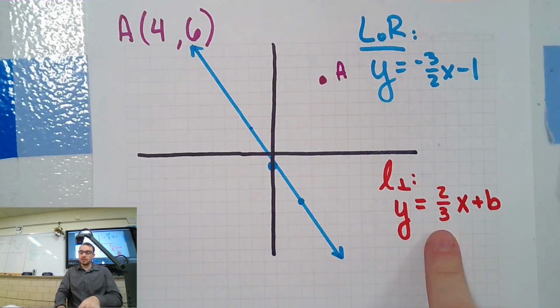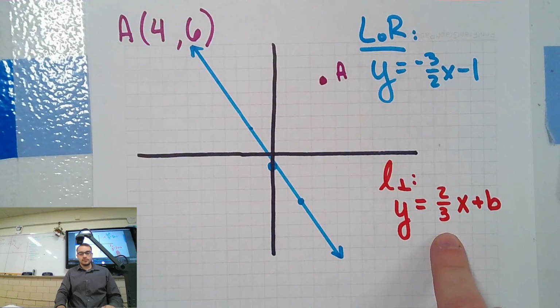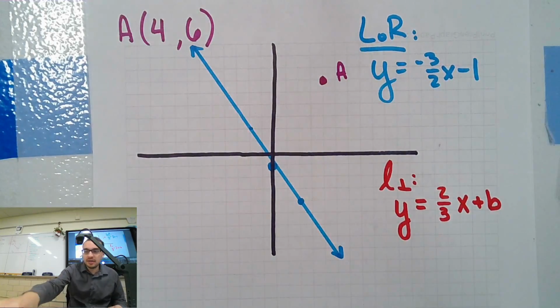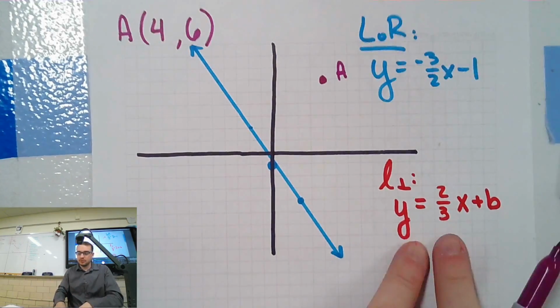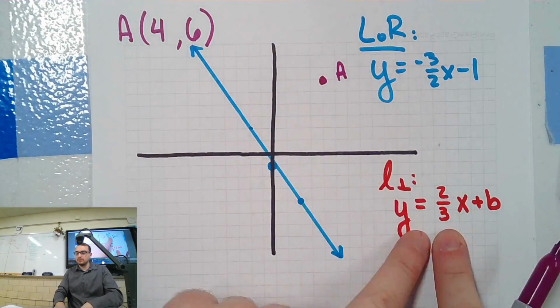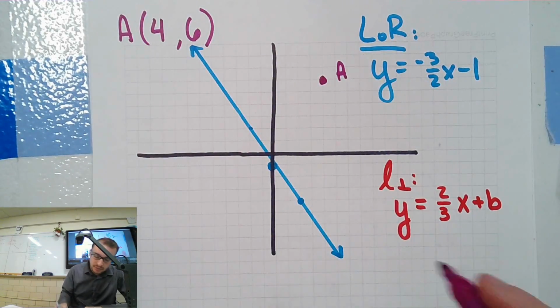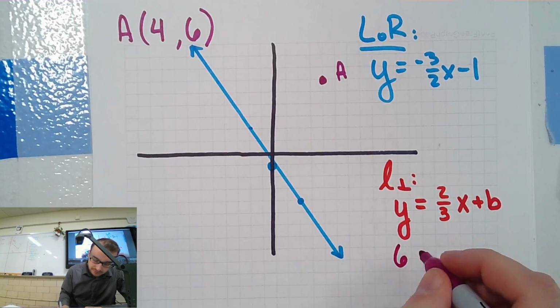All right, so we flipped and negated our slope. Now we're going to find b. So we flipped and negated our slope, Alex, right? And now we're going to find b. We do that by plugging in our coordinate that they gave us.